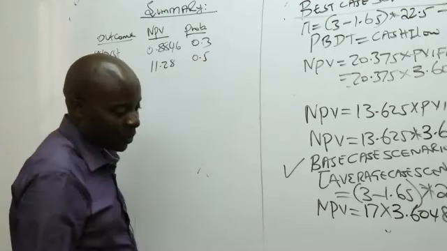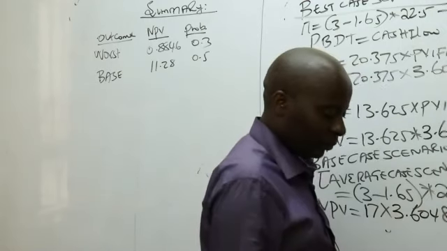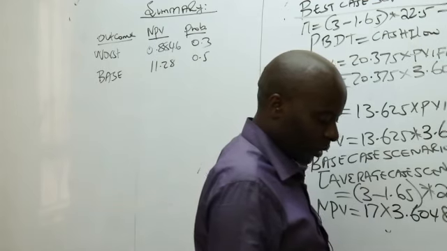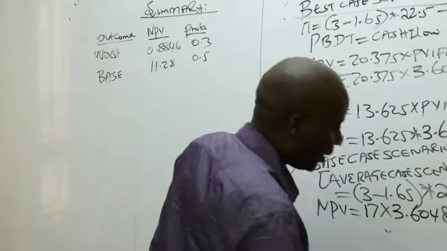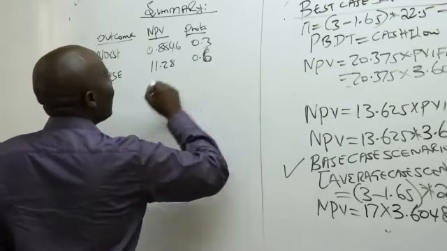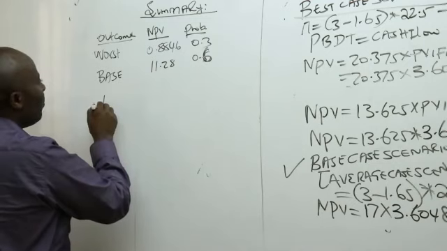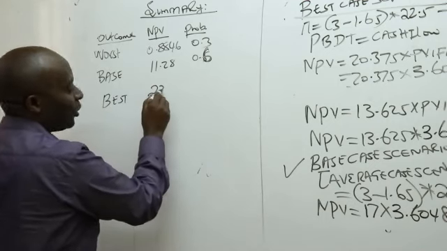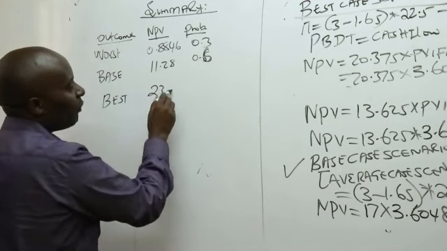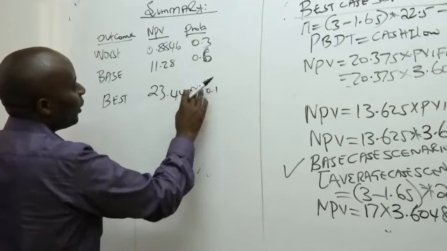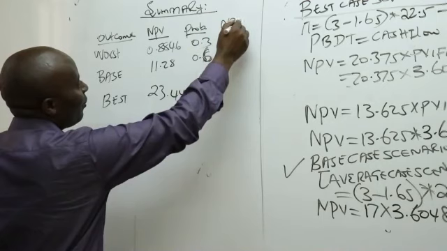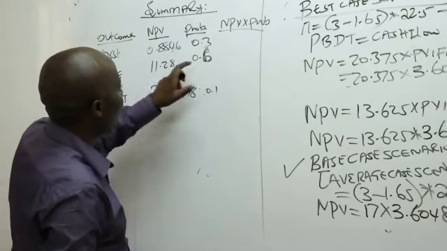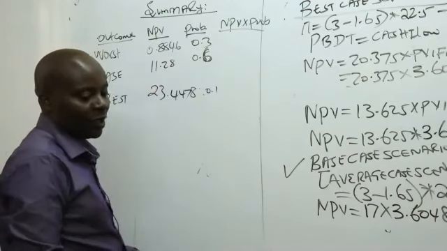Is it 0.5 or 0.6? Probability is 0.6. So we have best. The best gives us 23.4478 times 0.1. So please come and take the net present values times the probabilities. So you have this and this give us a figure, this and this give us a figure, like that.